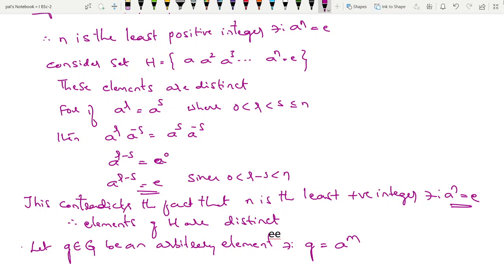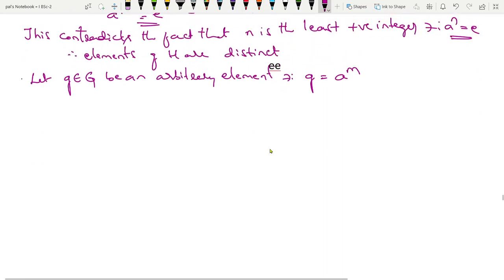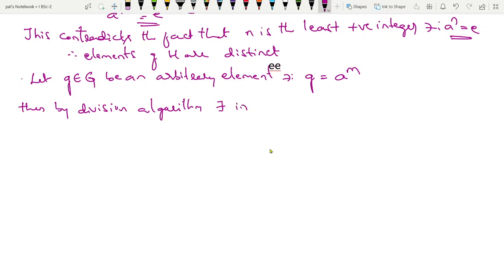Apply the division algorithm to m and n. So then by division algorithm, there exist integers q and r such that we can write m as m is equal to nq plus r, where r is greater than or equal to 0 and less than n.